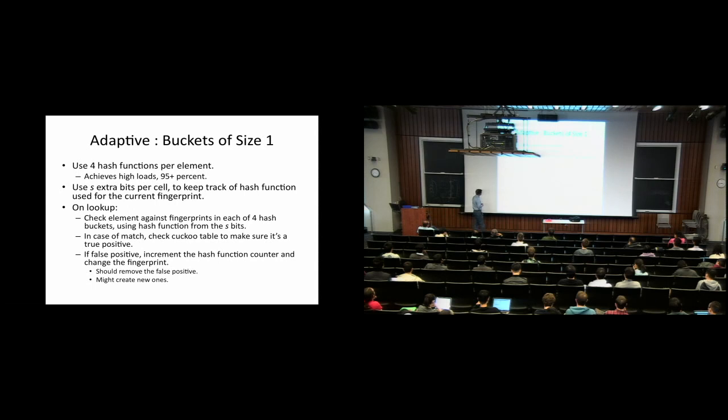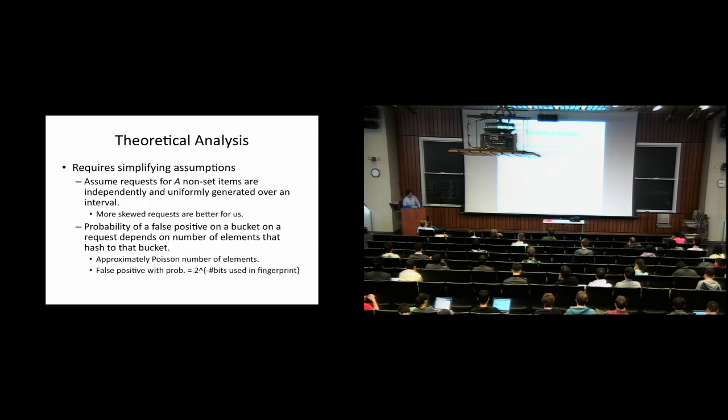So when we do a lookup, you check the element against the fingerprints. If you see a match, make sure it's a true positive. If it's a false positive, you just increment the counter, which tells you which hash function you're using. That will change the hash function, and you correspondingly change the fingerprint. Hopefully you removed this false positive, and hopefully you didn't end up creating new ones. I won't go over it because we're short on time anyway.